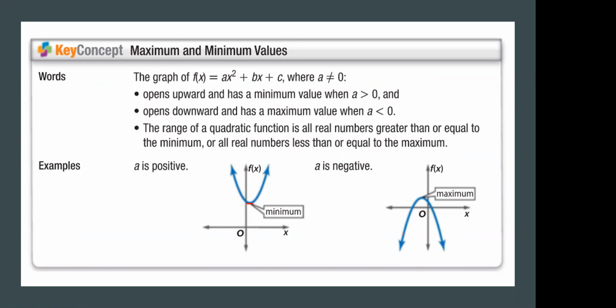And so if our parabola is opening downward, then we have a maximum value because there's a certain point that f of x will not go higher than, okay? Or on the y-axis, it will not go higher than a certain point, okay?